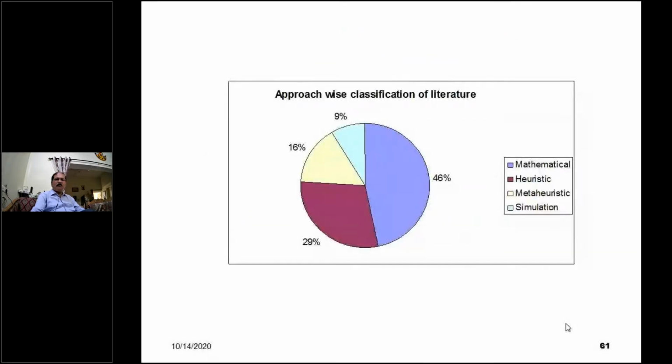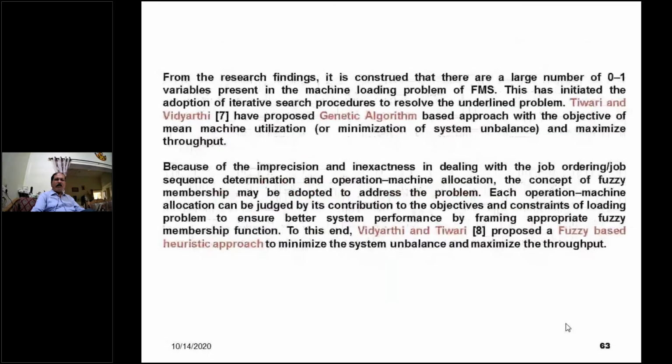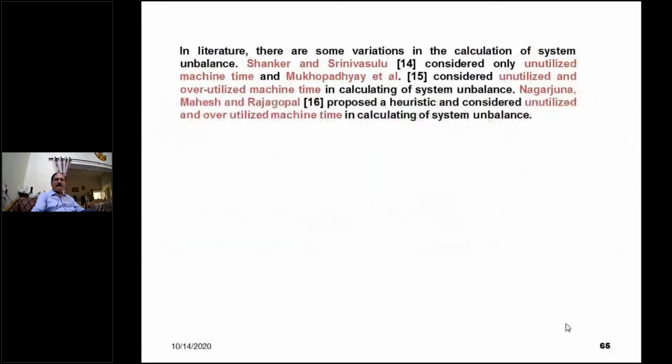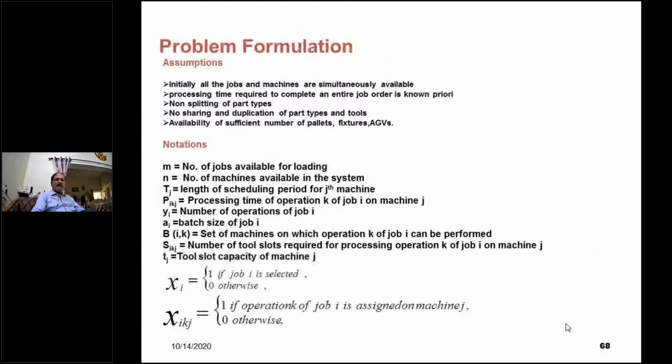So to solve such type of problems, we can go to different literature. The mathematical formulation of this problem is given here.